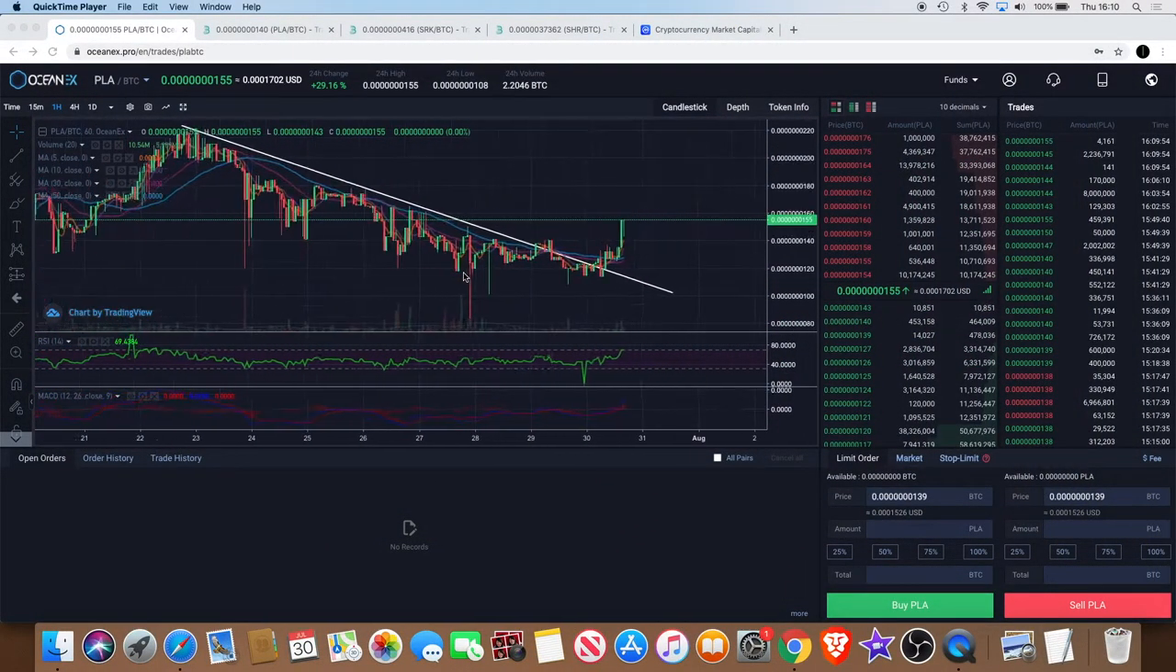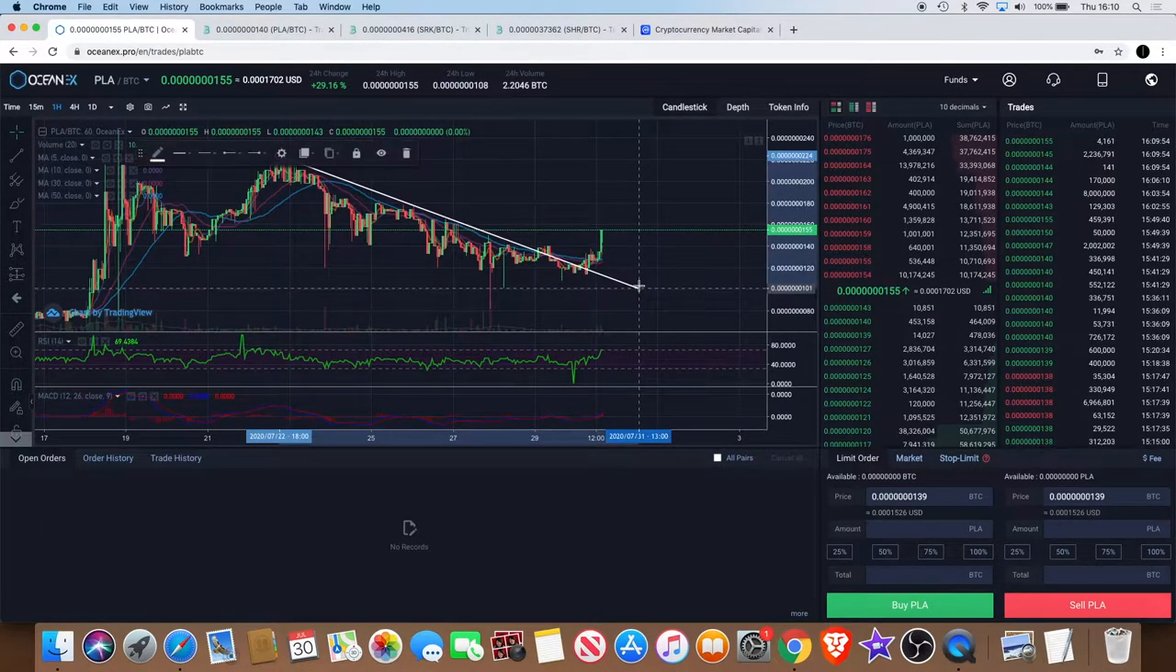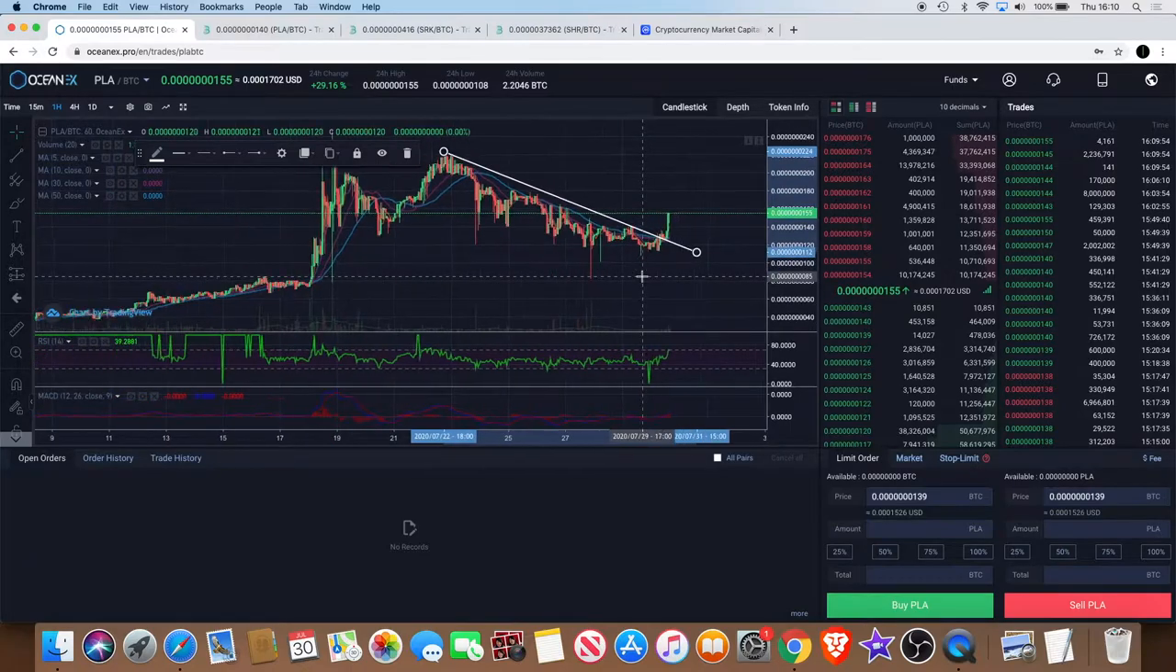Crypto Lightsaber. Just a quick update on Plair. As you can see here, Plair does seem to be breaking out at last.